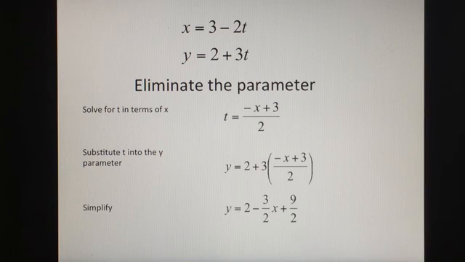After you simplify, we have an equation that is in terms of x and y, something that we're much more familiar with. We have y equals negative 3 halves x plus 13 over 2. It's in y equals mx plus b form. That's something that we can easily graph. We can easily see that that's going to be a line.